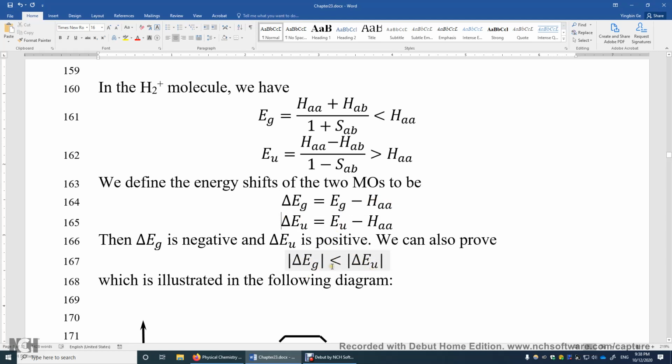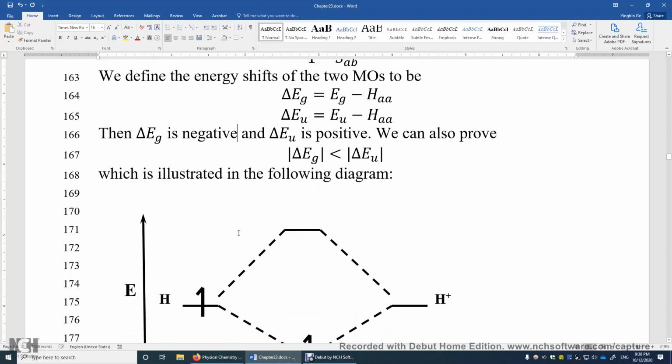So what does that mean? Well, that means if you have H2 2 minus, then you have 4 electrons. You have to put 2 electrons in this psi g orbital and 2 electrons in the psi u orbital. The energy decrease by putting 2 electrons in the psi g orbital is less significant than the energy increase by putting 2 electrons in the psi u orbital. So that means it's impossible to form this H2 with 2 minus charges.